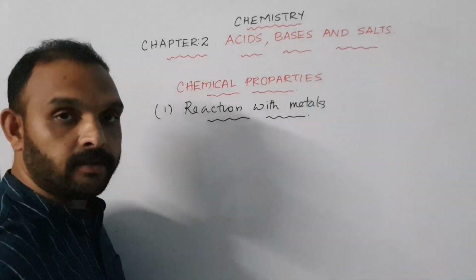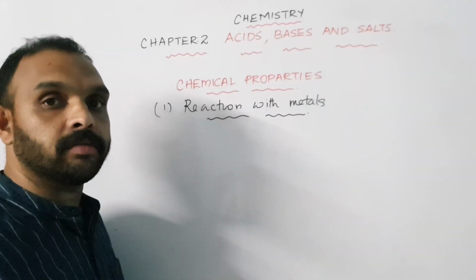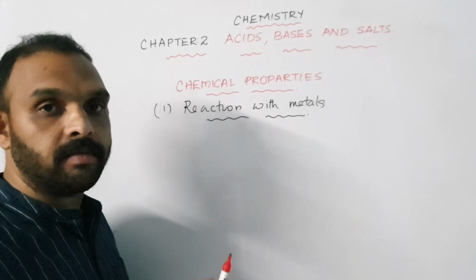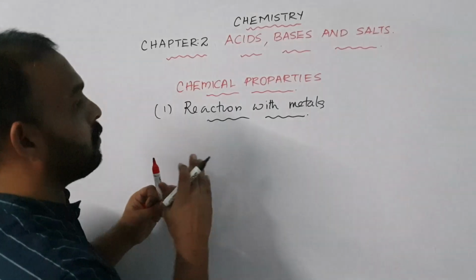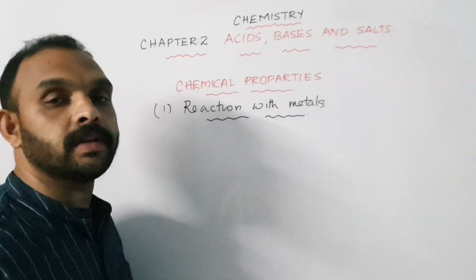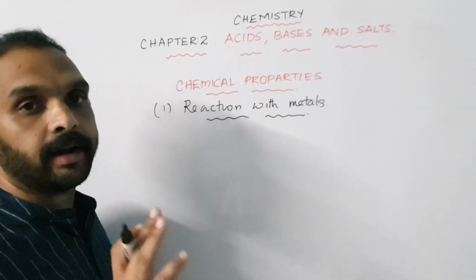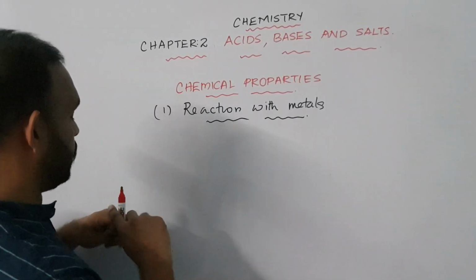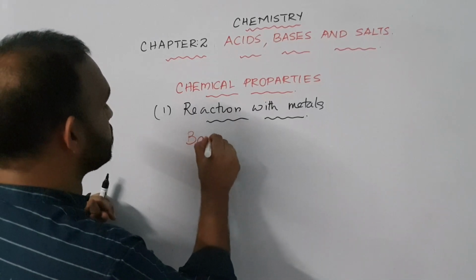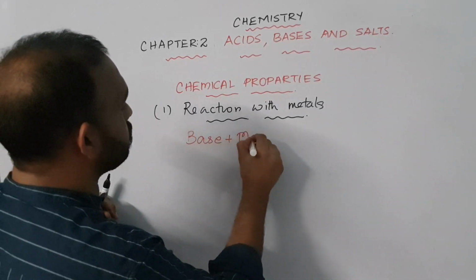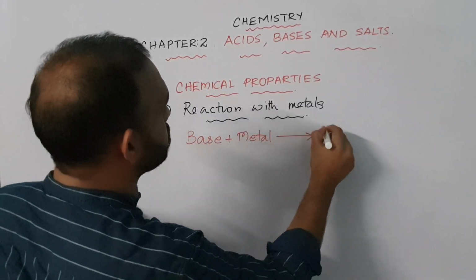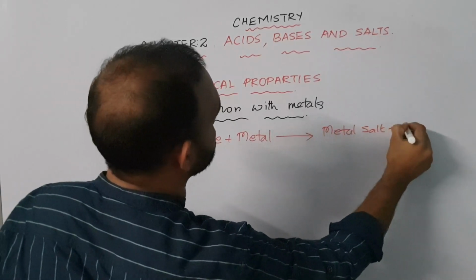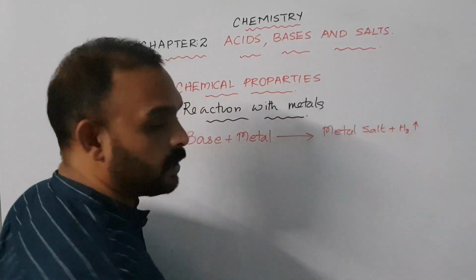As we have seen in the case of acids, when acids react with metals, they evolve hydrogen gas. The same reaction happens here also. Whenever a base reacts with metals, it will give a metal salt and hydrogen gas. So we can write a general equation here as base plus metal gives a metal salt plus hydrogen gas.